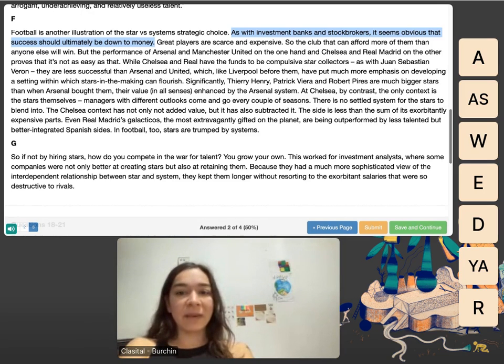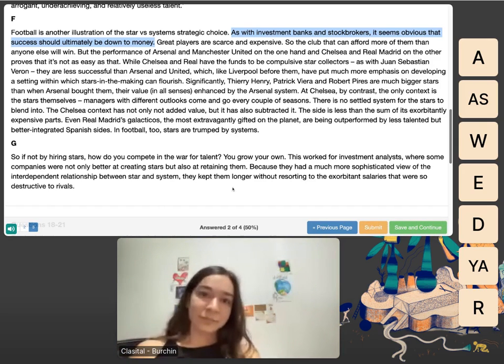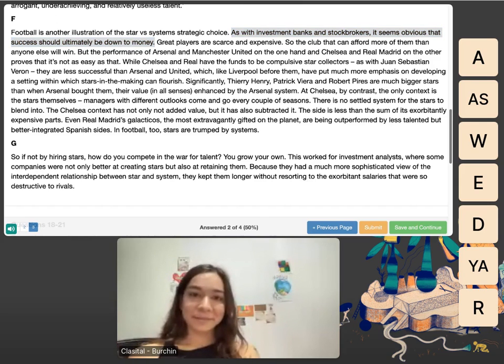Significantly, Thierry Henry, Patrick Vieira, and Robert Pires are much bigger stars than when Arsenal bought them. Their value, in all senses, enhanced by the Arsenal system. At Chelsea, by contrast, the only context is the stars themselves. Managers with different outlooks come and go every couple of seasons. There is no settled system for the stars to blend into. The Chelsea, blah blah blah. So, what do you think?